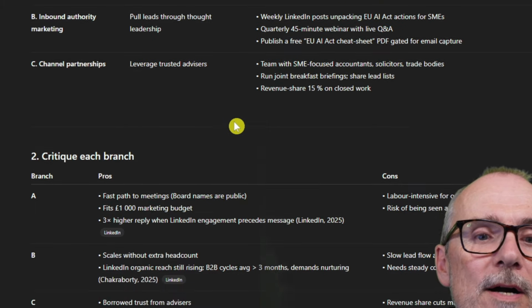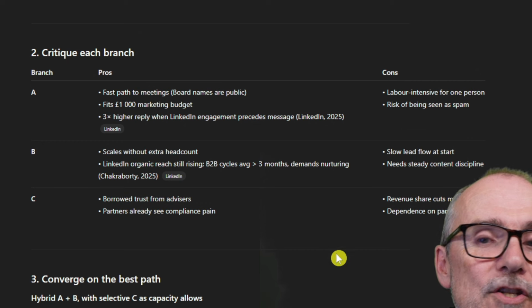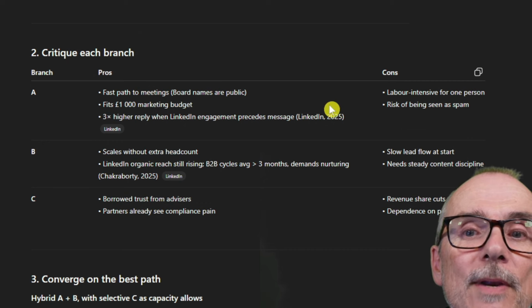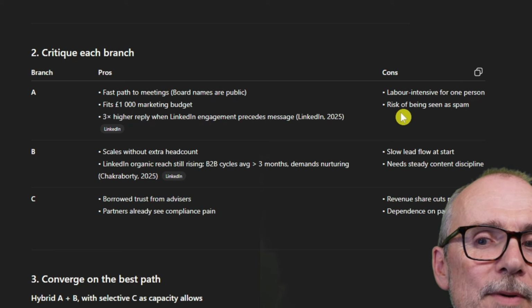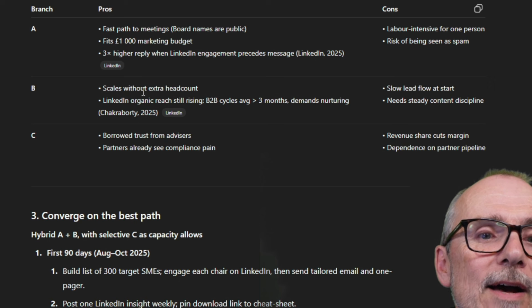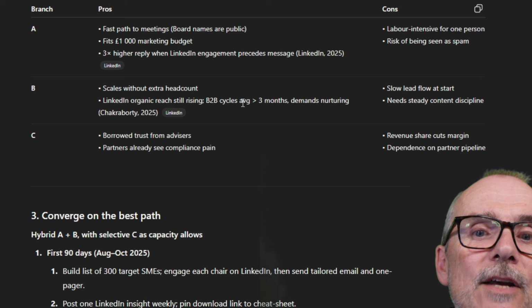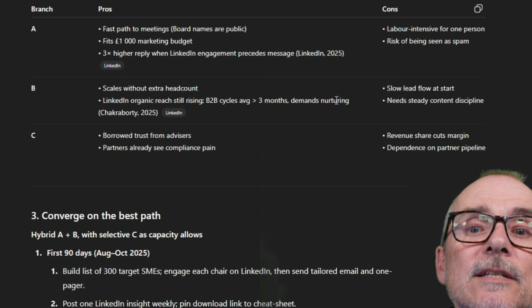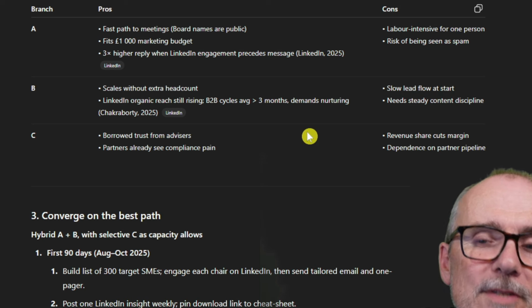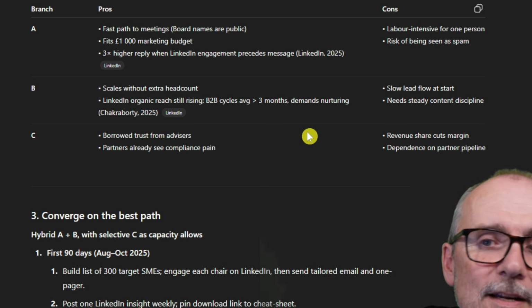It then gave a critique of each branch. So branch A: fast path to meetings, board names are public, but labour-intensive for one person, and risk of being seen as spam, sending out lots of messages. For B: scales without extra headcount, linked organic research still rising, but B2B cycles average 3 a month, demands nurturing, needs steady content discipline. So me writing papers, I'm going to need to write them regularly to try and get my leads in.